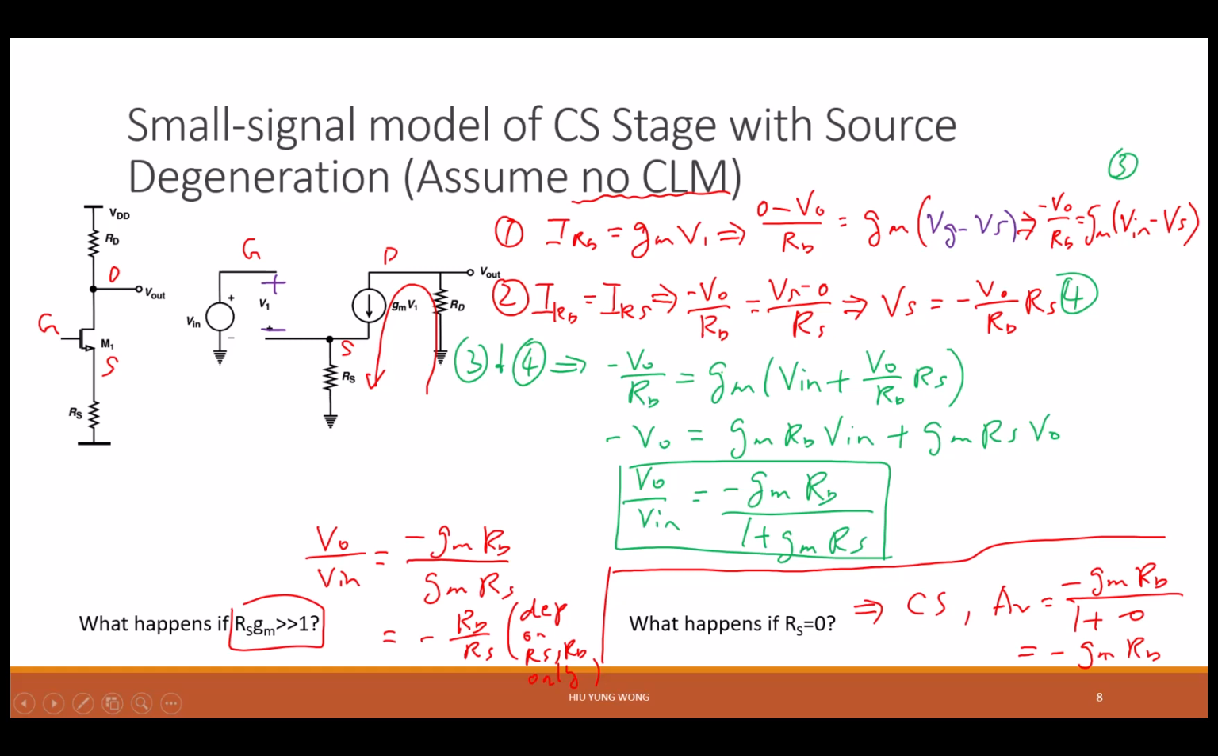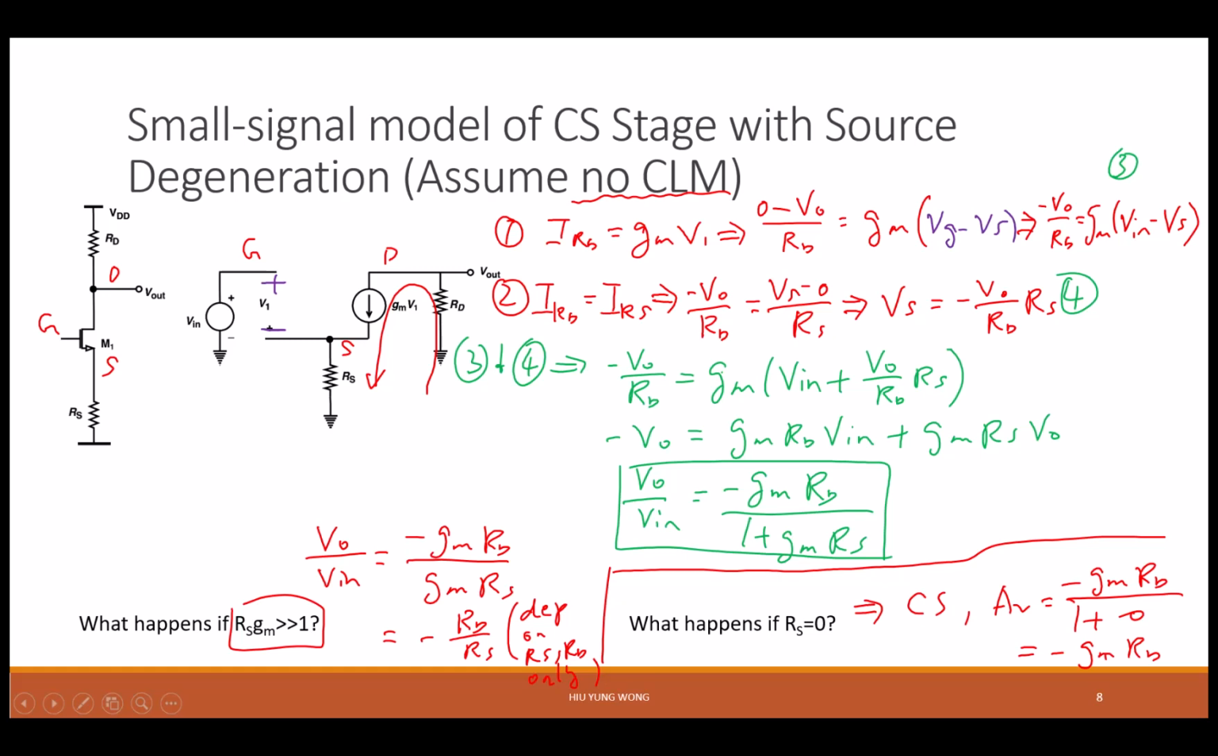Another way, this is just for checking, but another way for learning is that then you might think, what if I make RS very large, right? If I make GM RS very large, what happened to the gain? V out divided by V in, you have a very large GM RD, GM RS, right? Because this is much larger than 1, then I can ignore 1, right? Because this may be 1,000, for example. Then I can ignore 1. This becomes negative RD divided by RS. The gain does not depend on the transistor anymore.